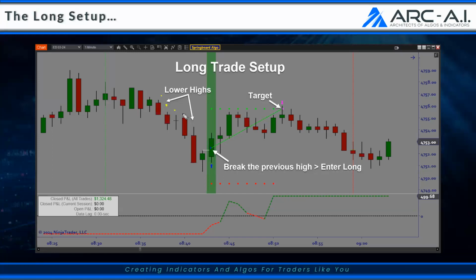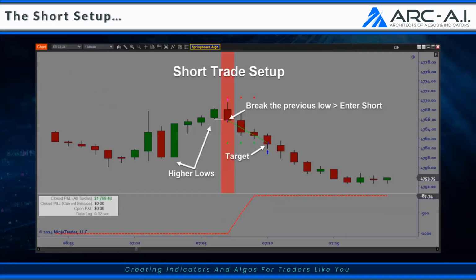Lower high, lower high, lower high, lower high, break. There it is, there's a long setup. That's it. Can you use filters, all that? Yes, absolutely. Here's the short. Higher low, higher low, higher low, break. You can set how many higher lows or how many lower highs you need before it's willing to trade short or long.